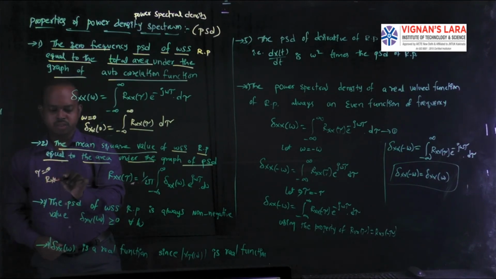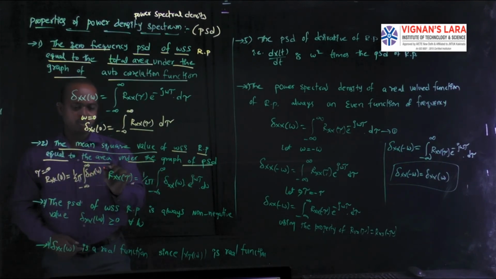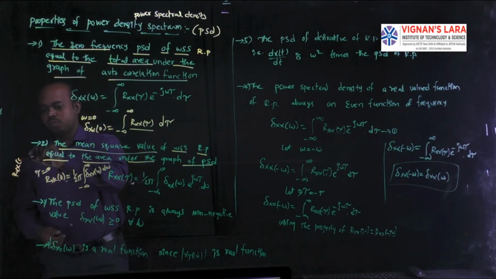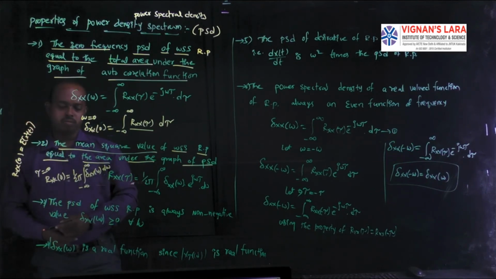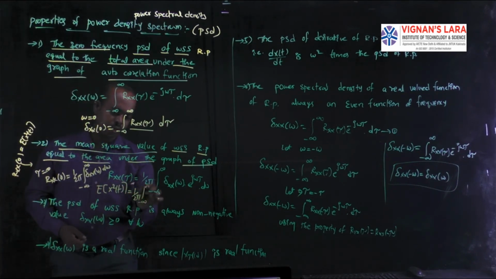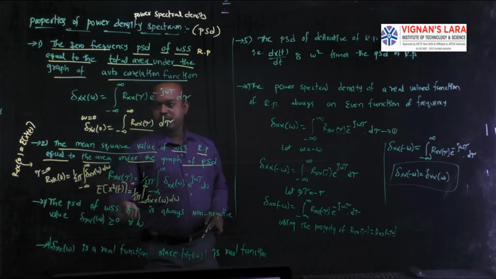You can write R_X(0) is equal to 1 by 2 pi integral from minus infinity to plus infinity of S_X(omega) e^0, which means 1, into d omega. But here R_X(0), in the autocorrelation function, is equivalent to its mean square value. The property is R_X(0) is equal to the expectation of X square of t, which is a known property of autocorrelation. According to that, you can write the expectation of X square of t is equal to 1 by 2 pi integral from minus infinity to plus infinity of S_X(omega) d omega. This is the statement it is saying in this property.